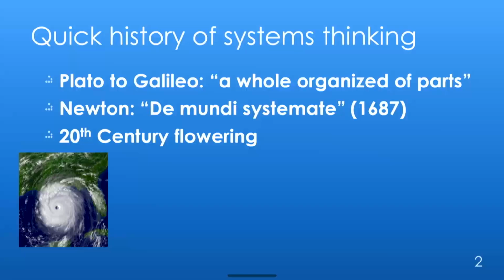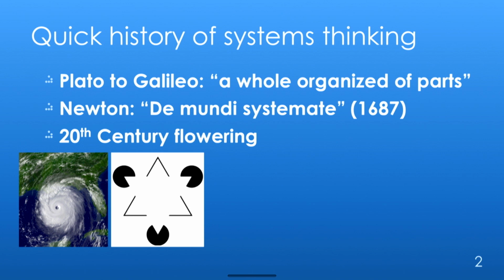Fast forwarding a whole lot, we go to the 20th century, and starting in the early 20th century, there was a big flowering of systems thinking in environmental and ecological sciences, in psychology, particularly in the Gestalt school. I'll just point out here that white triangle in the middle doesn't exist, even though you all see it.